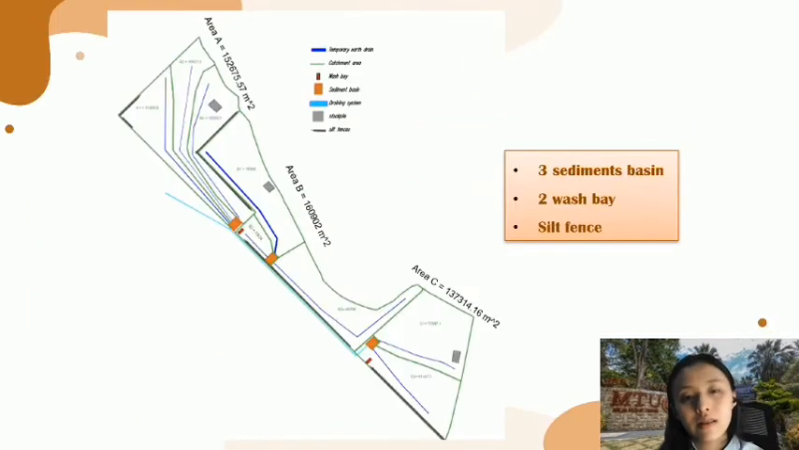So these are the final design drawings for our ESCP, where there are 3 sediment basins and 2 wash bays, which are located at the main entrance. And last but not least, the silt fence, which is located at the downslope area of the project area.